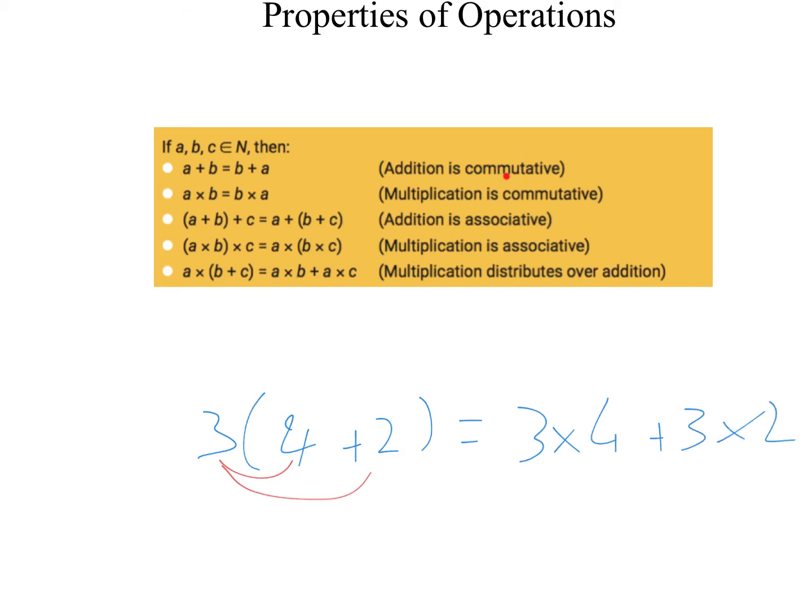So commuting is moving to and from work, so we can move them around. Associative, an association is a group, so it doesn't matter which way you group them for addition and multiplication. And distribute means to give out. So we give out 3 to 4 and we give out 3 to 2. 3 times 4 and 3 times 2.